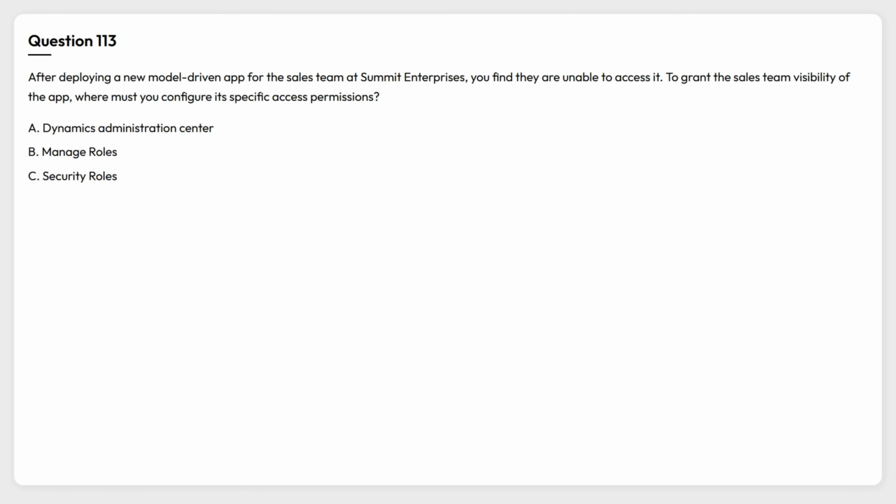After deploying a new model-driven app for the sales team at Summit Enterprises, you find they are unable to access it. To grant the sales team visibility of the app, where must you configure its specific access permissions? Option A, Dynamics Administration Center. Option B, Manage Roles. Option C, Security Roles. The correct answer is option B, Manage Roles.